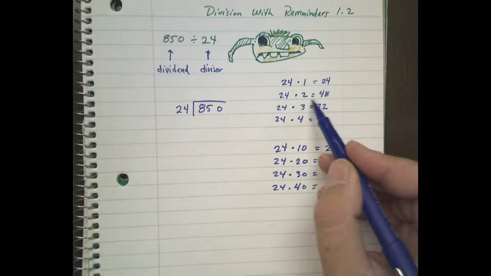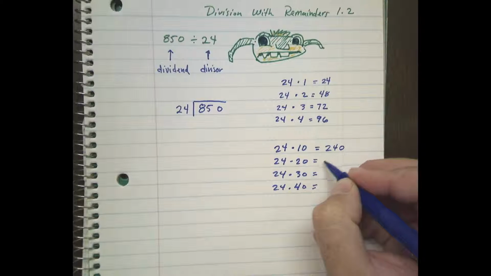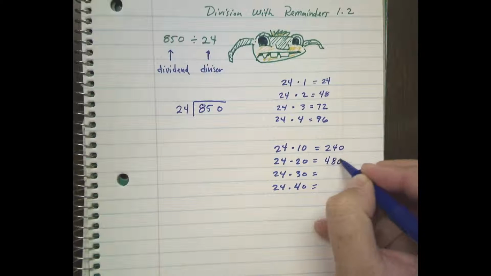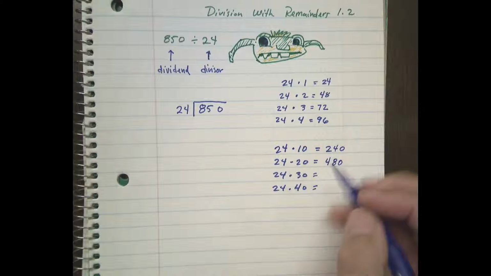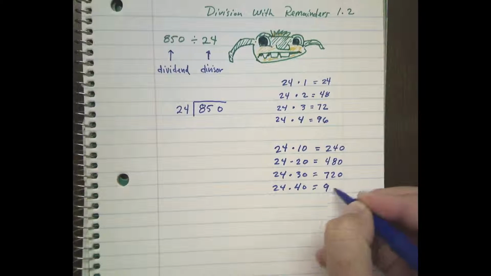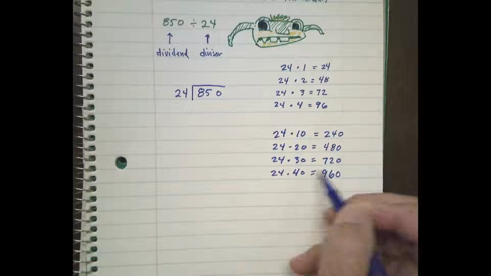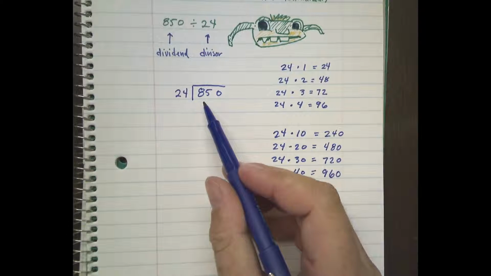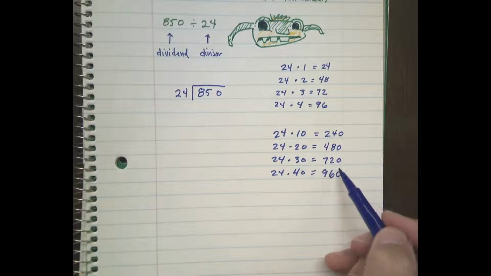I'm just going to look at it here, and I know that 24 times 2 is 48. So 24 times 40 is going to be 480. See, I just added the 0 on. So I know this one's going to be 720, and this one's going to be 960. Okay, so I can get pretty close to 850. The one that's the closest without going over is 24 times 30.